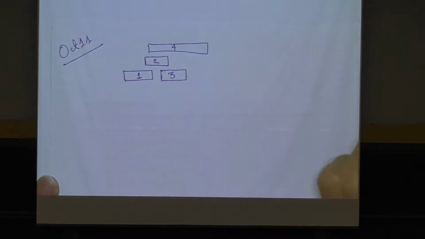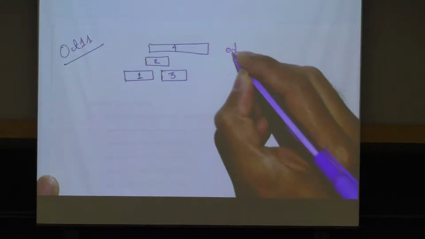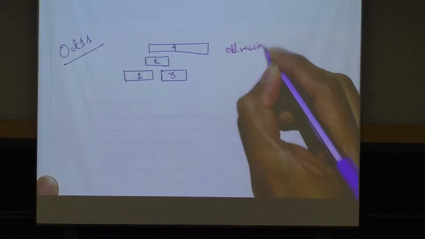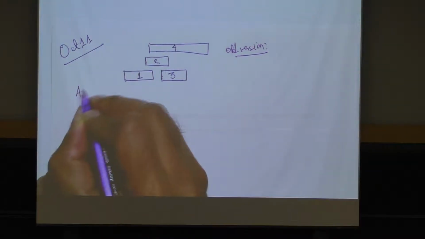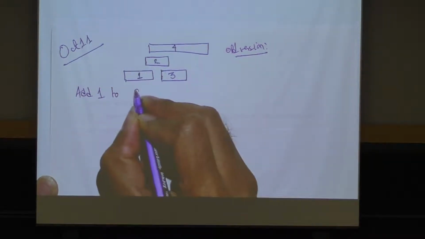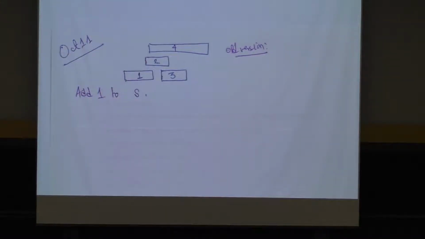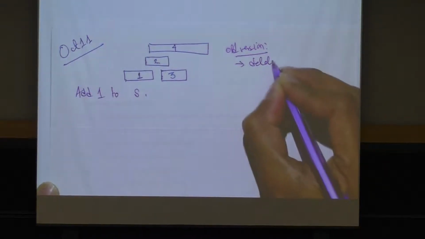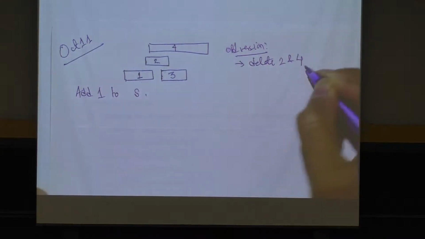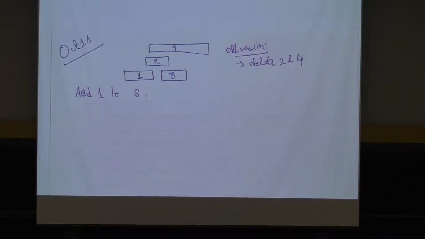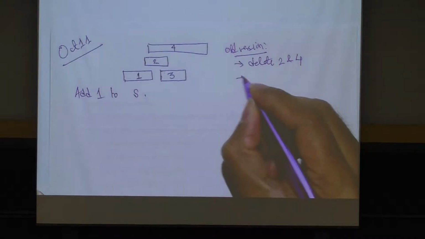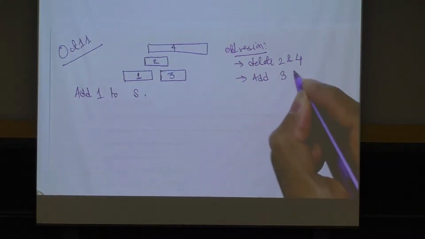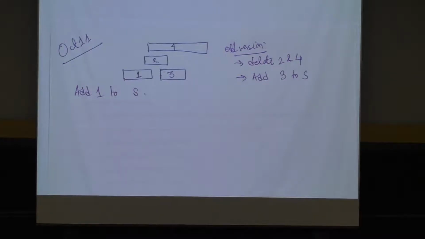So the old version. Well, actually, you add 1 to S, which is going to be output always in both versions, right? Because it's the guy that's finishing first. In the old version, you delete 2 and 4, both of them at that point of time, right? And then you add 3 to S. So this is what you would do in the old version.